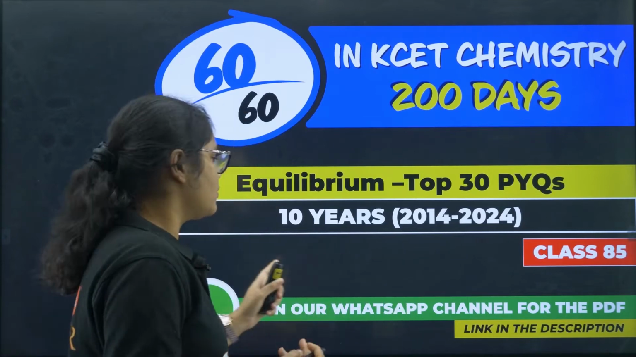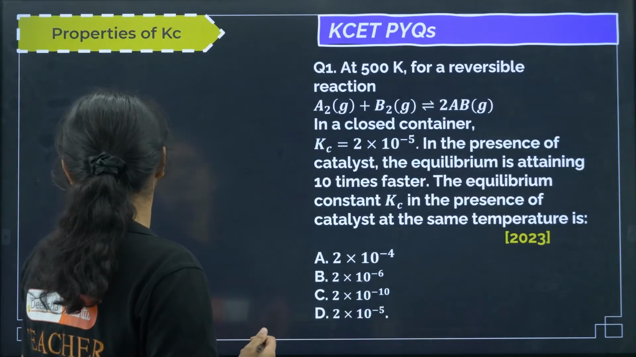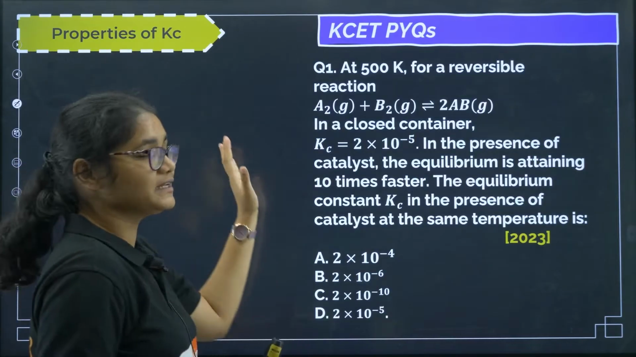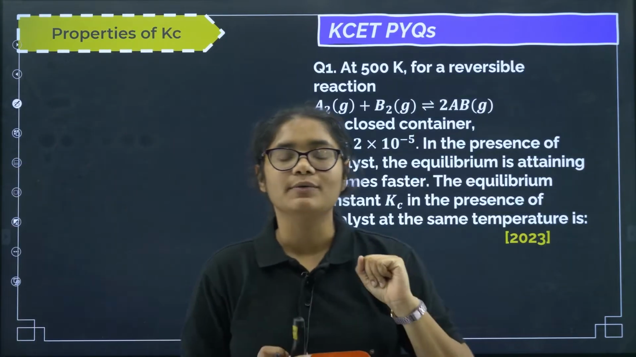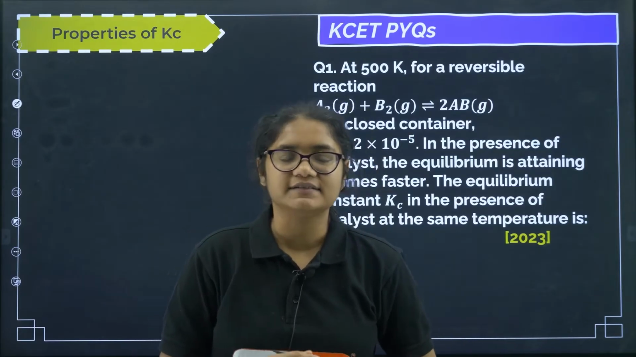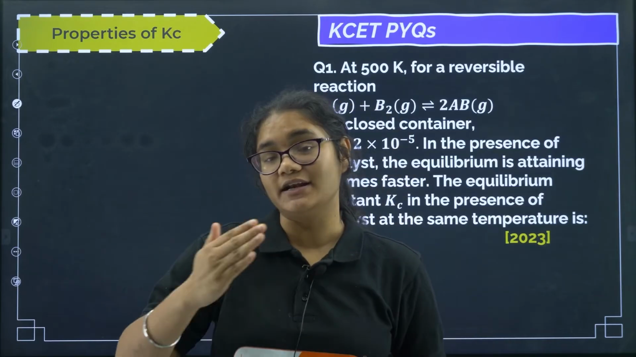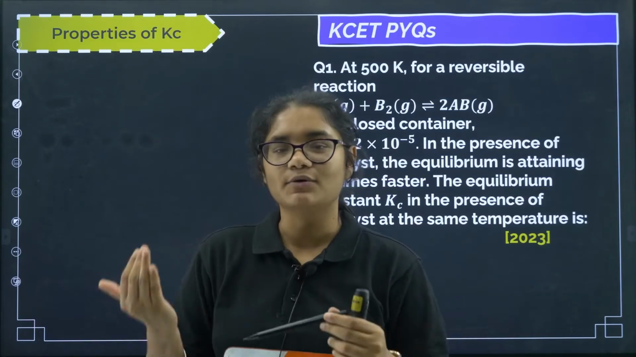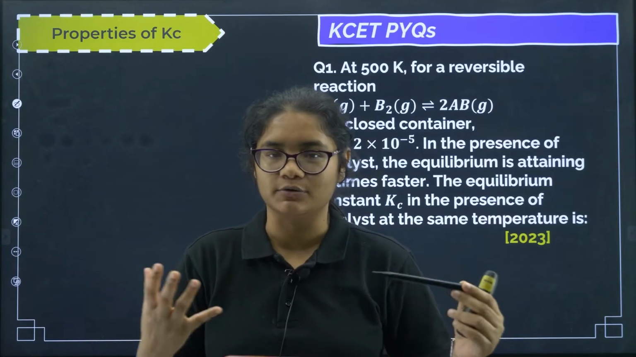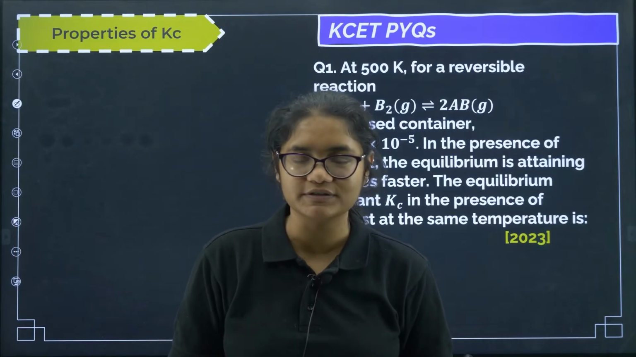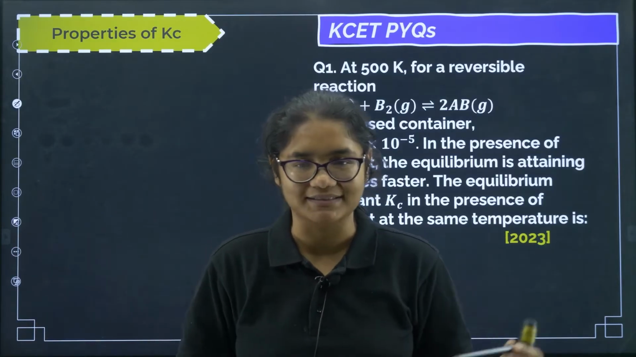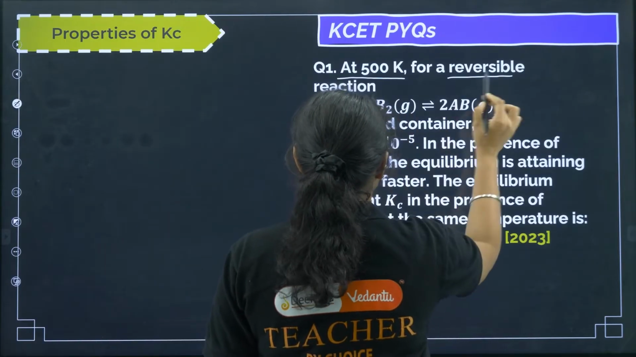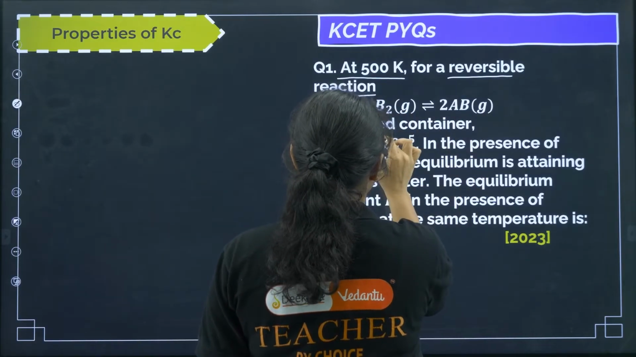Okay, so now let's get started with the first question. The category of this question is properties of Kc. One more thing I want to add here: since it is a PU1 chapter, if I consider the last 10 years of questions also, I could find only 14-15 questions. So I have included Comet K previous year questions as well, because the level is almost the same, to make it top 30 questions. Okay, so the first question here is, at 500 Kelvin for a reversible reaction A2 plus B2 gives 2AB.